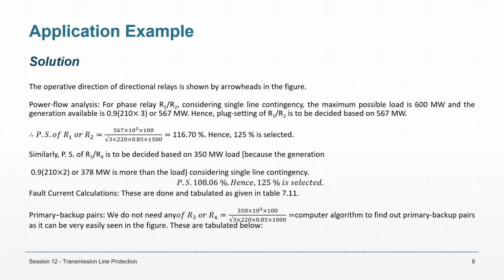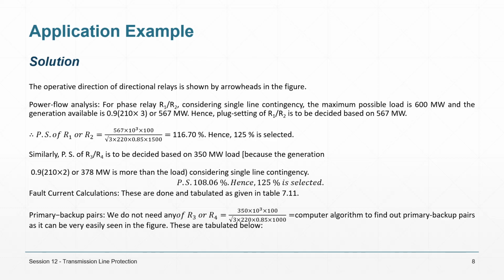So now what is the solution? We have to find out the plug setting. There is no last relay, so we take one relay, say R1, and assume TMS 0.1. You can assume 0.05 also, but I am assuming 0.1. So what is the plug setting? Your power is 567 and your load is 600 megawatt, so the plug setting will be decided based on 567, which comes out to be 116.7%, that is 125%.